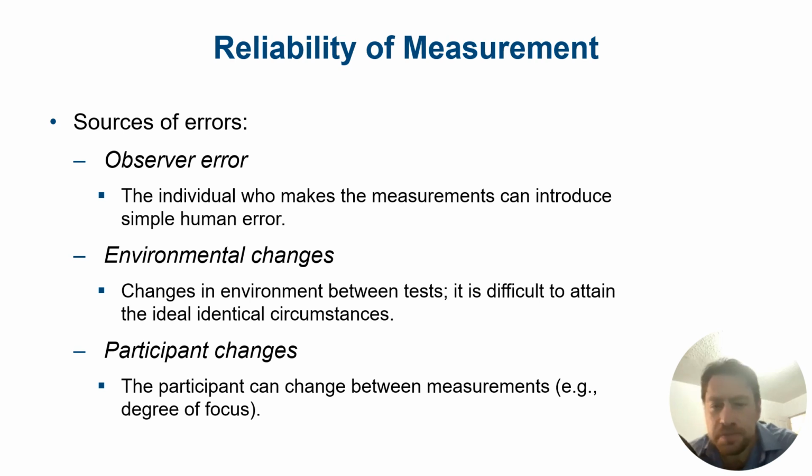Environmental changes. So changes that can take place in the environment between the two tests. So maybe you take a test on Monday and then the same test on Friday. And maybe the lighting in the room is a bit different. Maybe the temperature in the room is a bit different. Maybe on Friday there's a thunderstorm outside and you can hear it and it's distracting. Okay? So differences in the environment, even subtle ones, could potentially affect your behavior and cause you to perform a little bit different on the same test or the same measure.